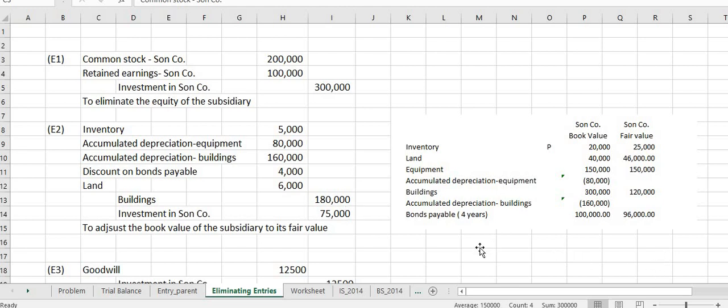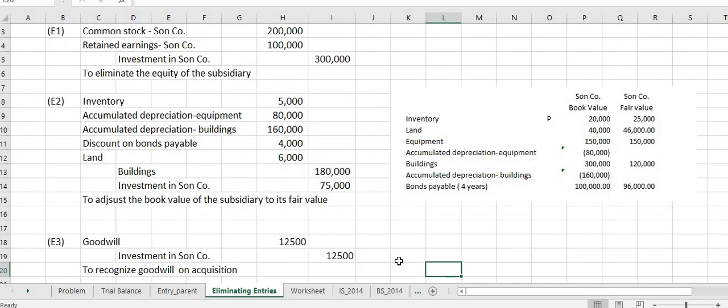Okay, so the third entry is actually to recognize the goodwill. Now we have computed. It's actually a debit to goodwill and a credit to investment in Sun Company. Okay, to take note that the purpose of our eliminating entries is to first eliminate the equity account of the subsidiary against the investment account, and also to recognize the difference of the book value and fair values of the assets and liabilities of the subsidiary at the date of acquisition and to recognize goodwill.